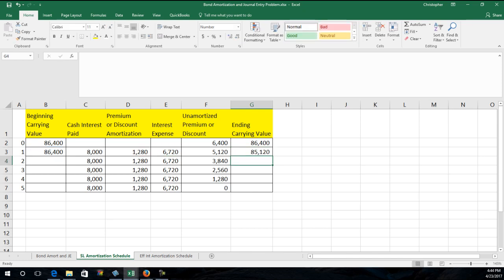Now, that would be the very same as just taking the $80,000 face value plus the current unamortized premium or discount. It's going to give you the same result. So let's do it that way for the others. We'll just keep doing the same thing: 80,000 plus whatever our unamortized discount is. And of course, the beginning balance would be last year's ending balance.